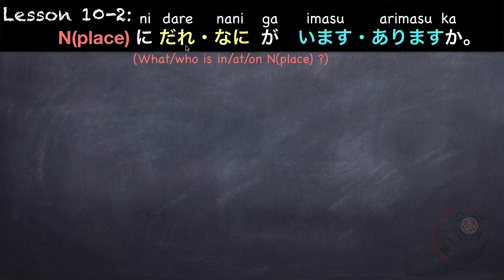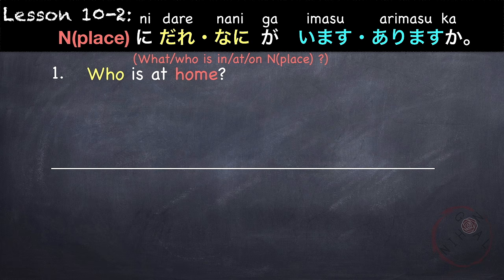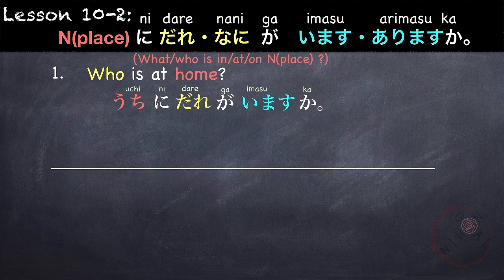Now, when the person or the thing is unknown, or if you want to ask what or who is in, at, or on a place, we use the pattern noun or place, ni, dare for a person or an animal, or nani for an object or places, followed by ga imasu or arimasu ka. For example, who is at home? Uchi ni. Who? Dare ga imasu ka? Uchi ni dare ga imasu ka?